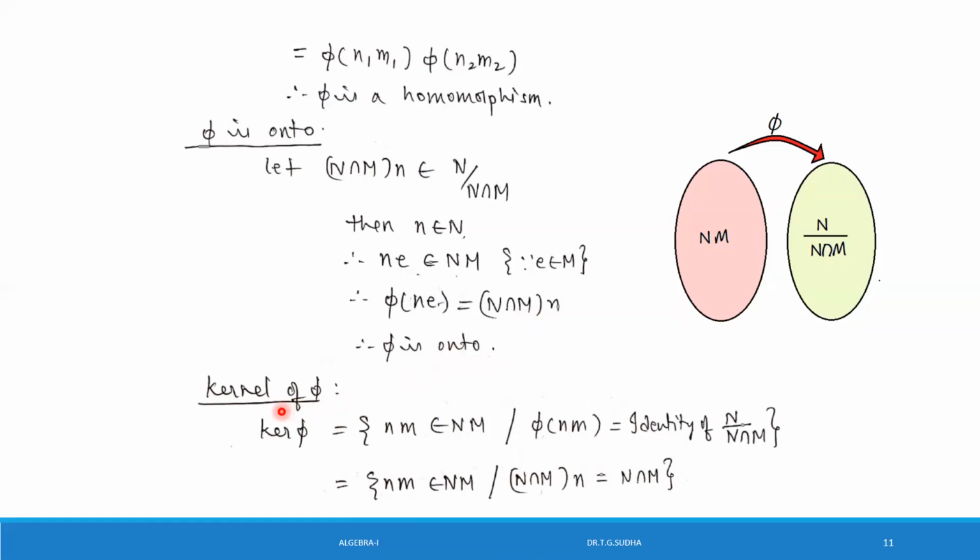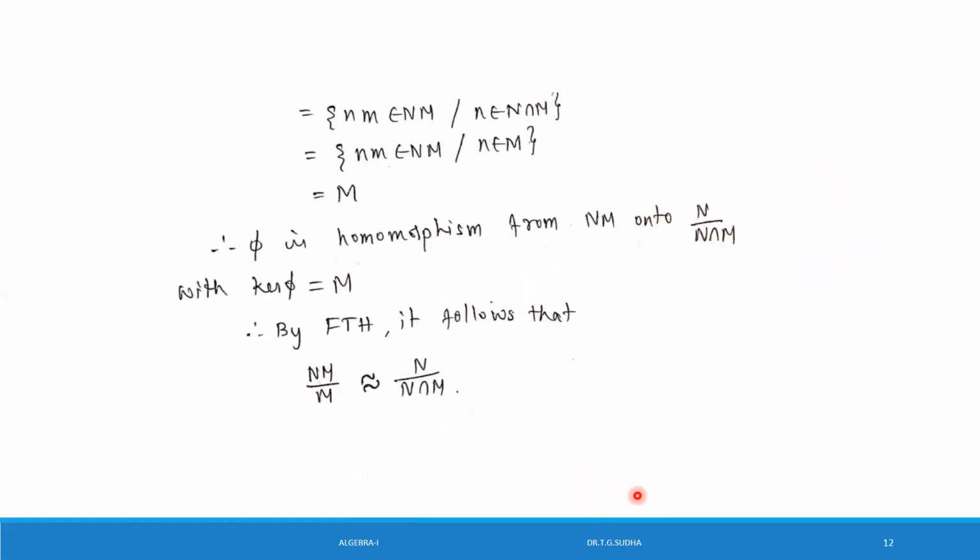Now let us consider what is the kernel of phi. Kernel of phi will be the set of all nm belonging to the domain NM such that phi of nm is equal to the identity of the codomain, that is N by N intersection M. Now we can write this set as nm belongs to NM such that phi of nm is N intersection M of n, and that is equal to the identity of N by N intersection M, that is N intersection M. So here N intersection M of n is equal to N intersection M. Therefore, this element n must belong to N intersection M.